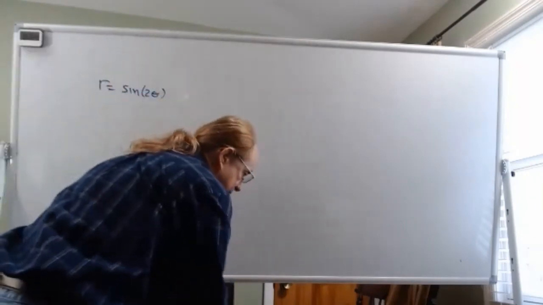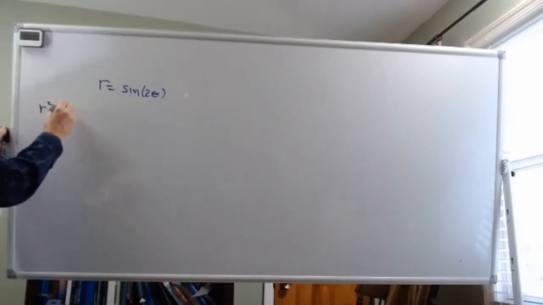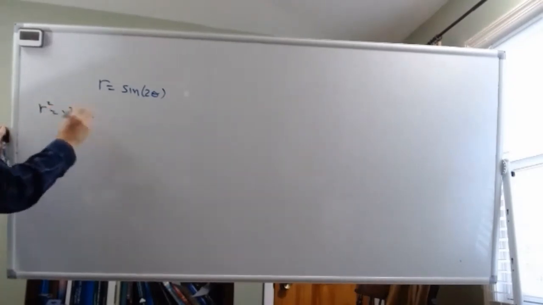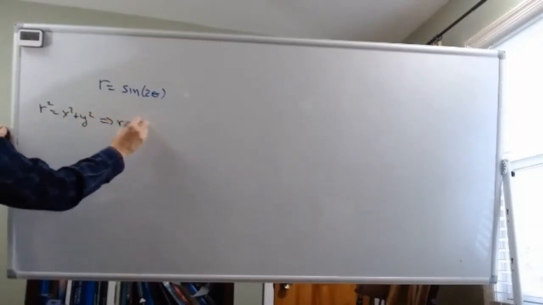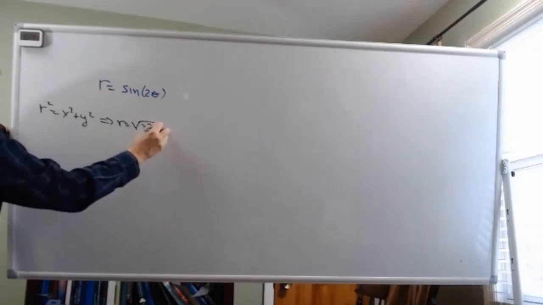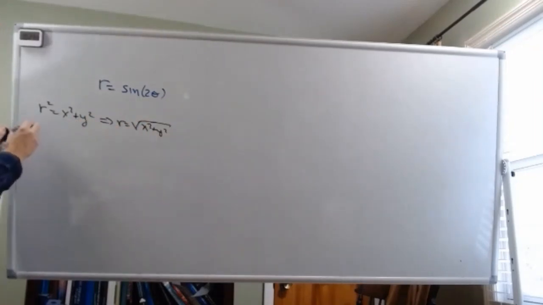So what do I have? What are my tools for that? Well, over here I have r squared is x squared plus y squared, which corresponds to r is the square root of x squared plus y squared. So I have that up my sleeve. I also have, if I wanted to, I could do it this way.